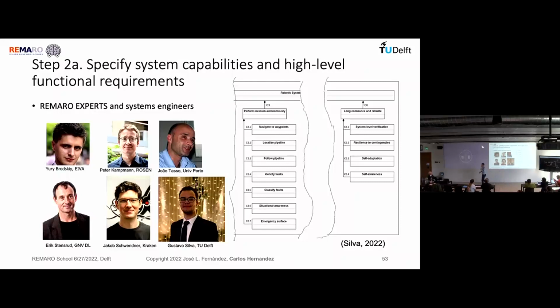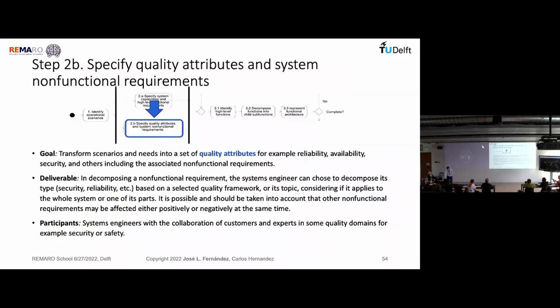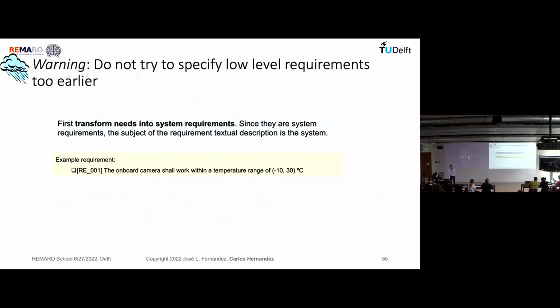Just to give a concrete example, it should be able to inspect pipelines, but it needs to be able to localize the pipeline. It needs to be able to navigate through waypoints that we give to it. It should be able to classify faults. It should have situational awareness. Hopefully also self-adaptation capabilities that we will discuss later this afternoon, and so on. José Luis already mentioned that at this stage, we will also specify the quality attributes, and he has already discussed the ones that you want to focus on. We need to speed up, so I'm going to jump into the example.